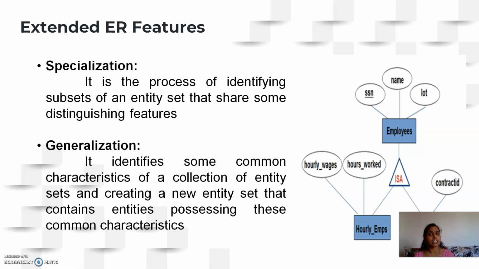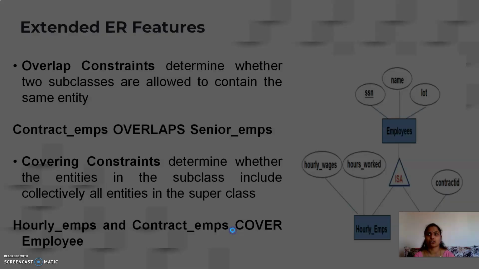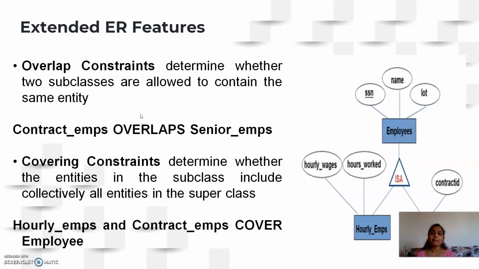As I said in the earlier sessions, based upon these extended features, we have constraints to be provided. So what are those two constraints? We have overlap constraints and covering constraints. Here the overlap constraints will determine whether two subclasses are allowed to contain the same entity. Suppose if I consider myself, Bhargavi, can I be both an hourly employee as well as a contract employee belonging to the same organization? It is no. Either I can be an hourly employee or I can be a contract employee.